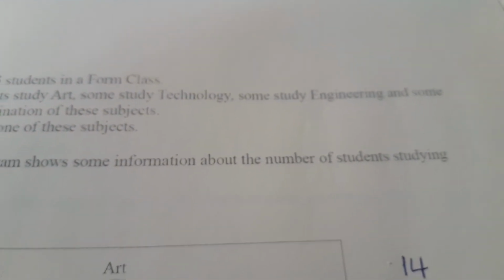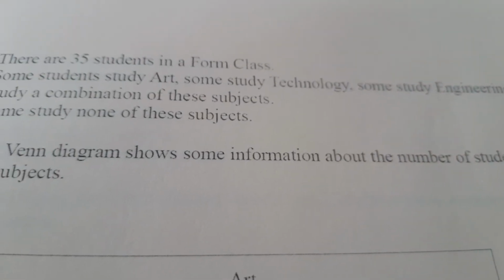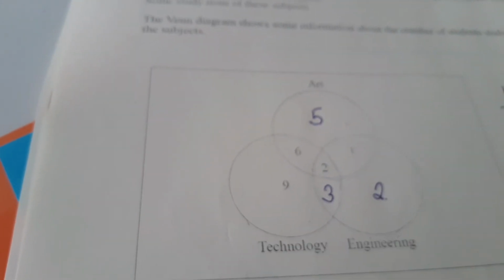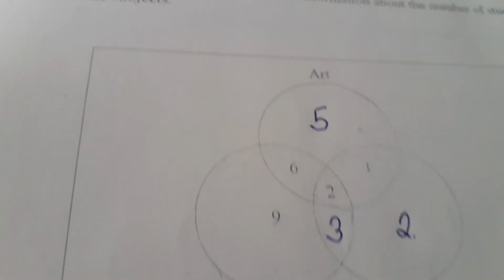Okay, what other information do we have? There are 35 students in a form class. Do we know who does none? Must have some other information. I'm just going to read the question again. 35 in a form class. Oh yes, well we have all the pieces of the circles all filled in.